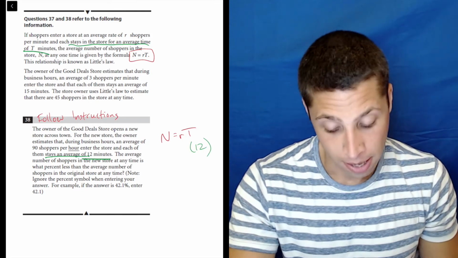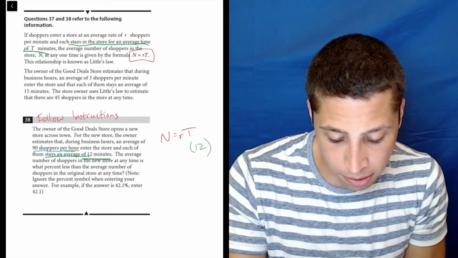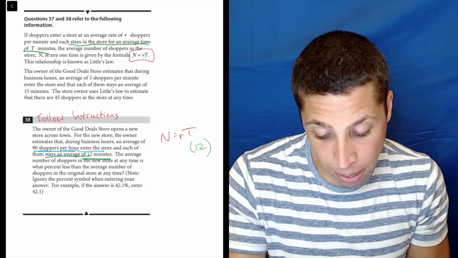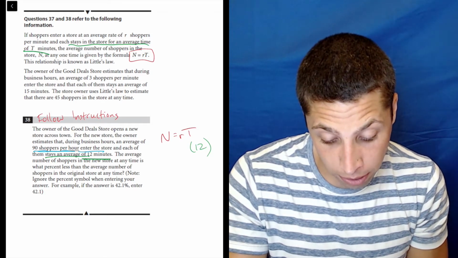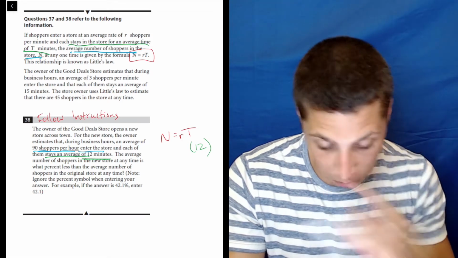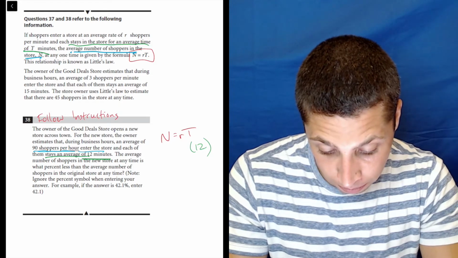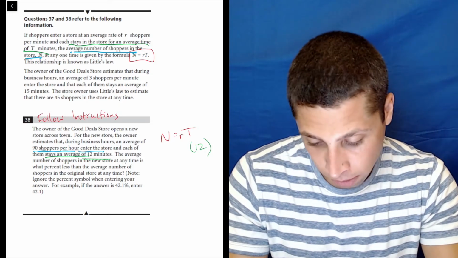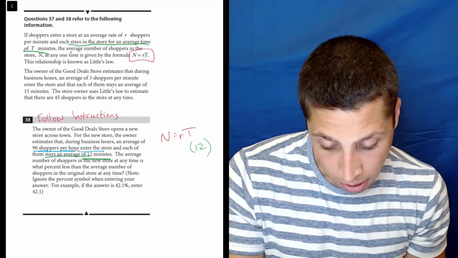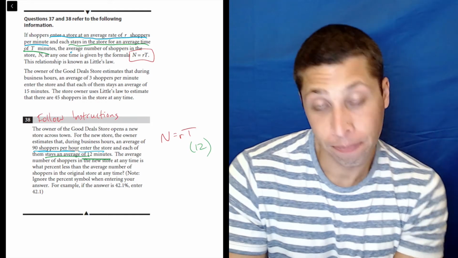Boom. This other piece is more of a pain because it's 90 shoppers per hour enter the store, and we do have in the formula the average number of people in the store, N. Oops, sorry. Nope. This is why you read instructions. I almost highlighted the wrong thing. They enter the store at a rate of R shoppers per minute.